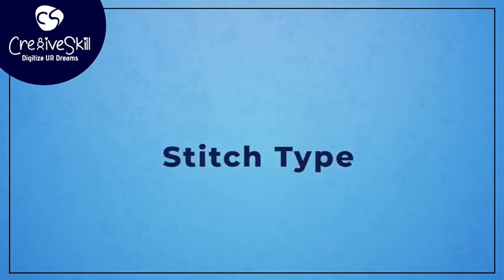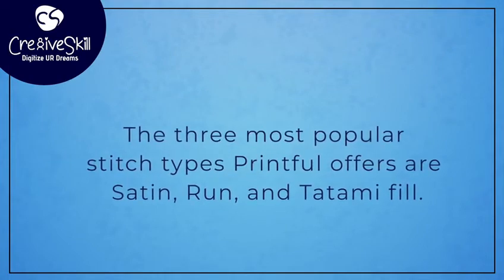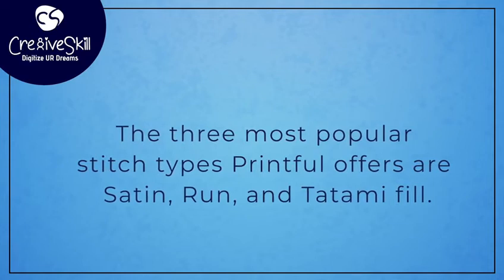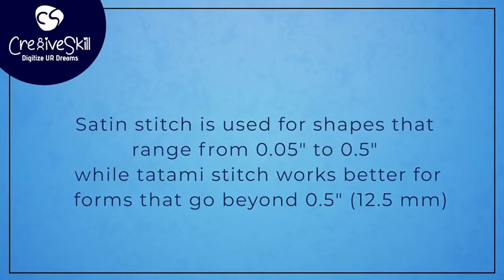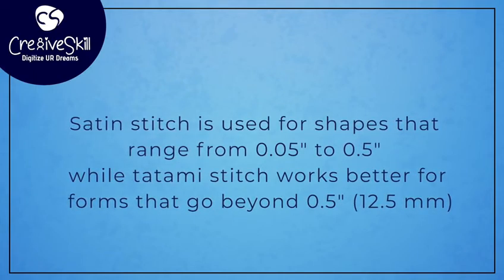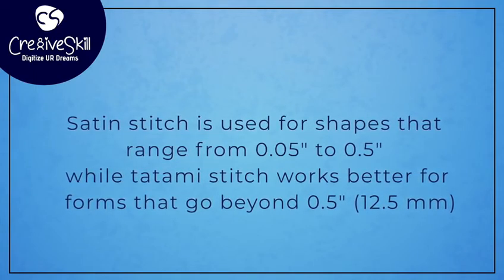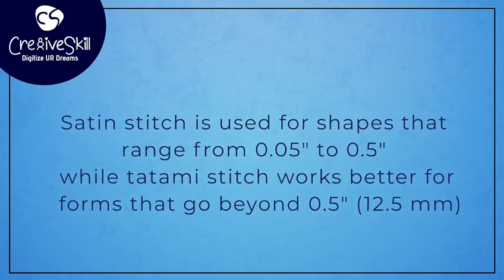Stitch type. The 3 most popular stitch types Printful offers are satin, run, and tatami fill. Satin stitch is used for shapes that range from 0.053 to 0.53, while tatami stitch works better for forms that go beyond 0.53, 12.5 millimeters.